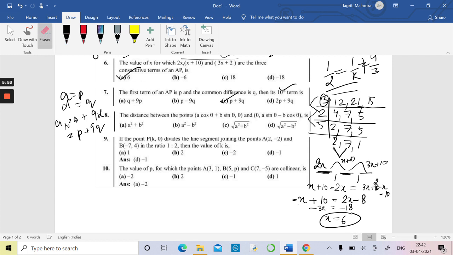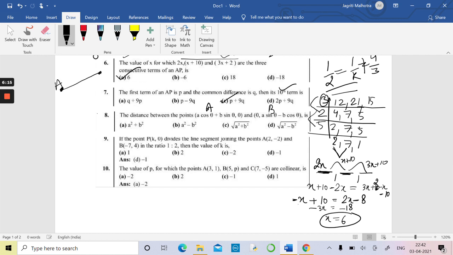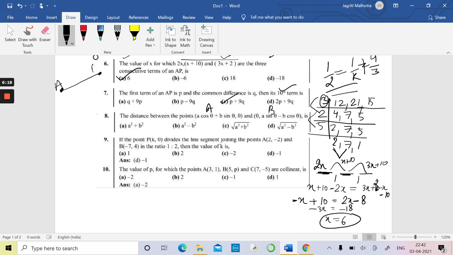Now, coming to the next question. Next question is the distance between the points. Suppose this is our point, A cos theta plus B sin theta comma 0, and let us suppose this is our B point. Okay, and this is our A point and this is our B point. Now we have to find the distance between these points. Suppose this is our x1, this is our y1. Okay, this is our x2 and this is our y2.